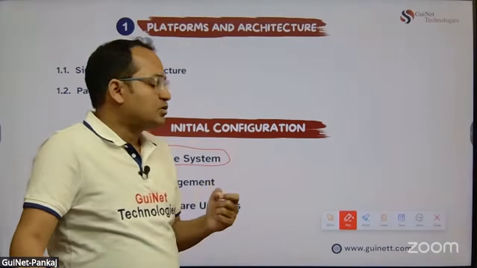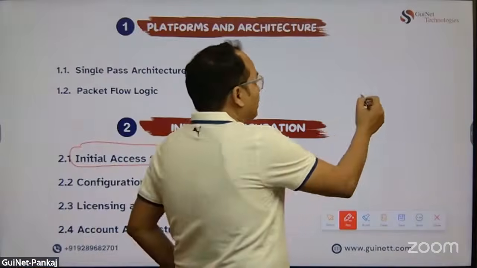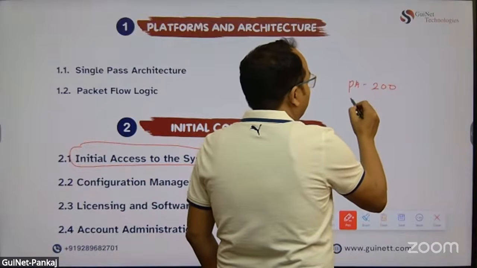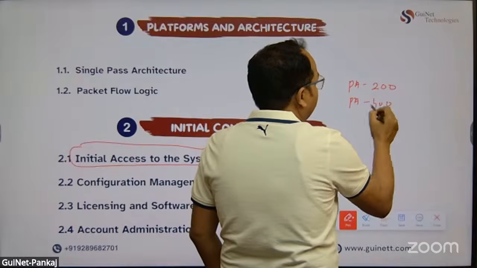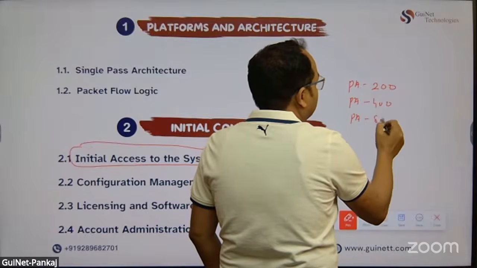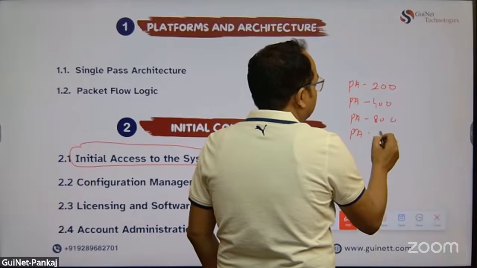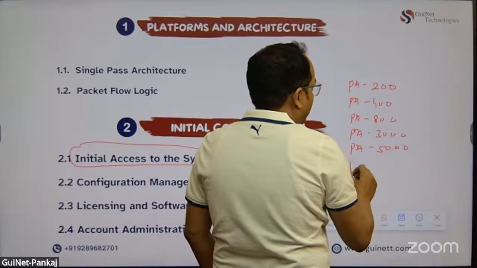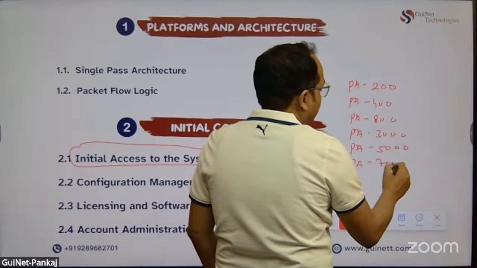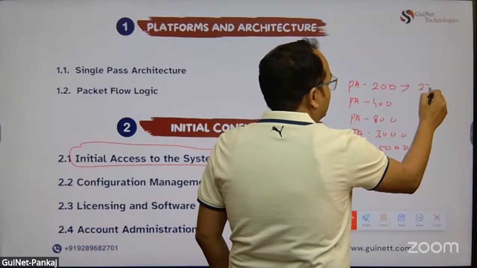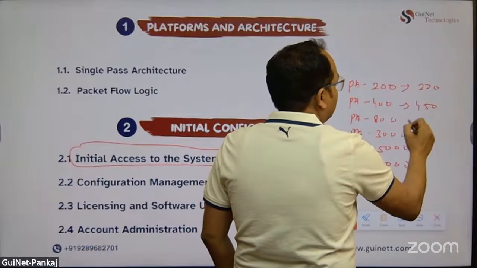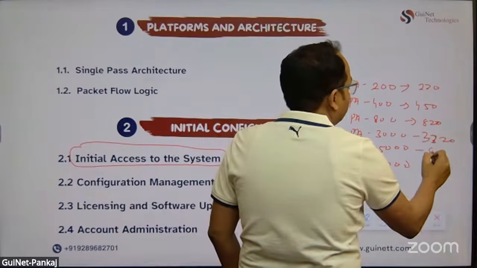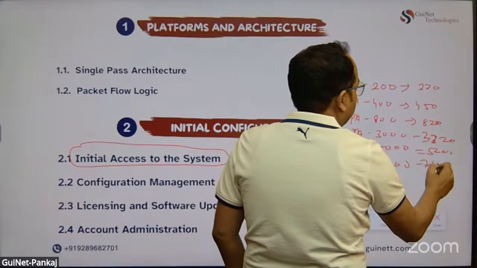There are various models of firewall. The very small ones start with the 200 series PA firewall. Then they have the PA 400 series, then the PA 800 series. They also have the PA 3000 series, the PA 5000 series, and then the PA 7000 series. The famous versions you are probably going to get are 220, 450, 820, sorry, 3220, 5200, and 7500.